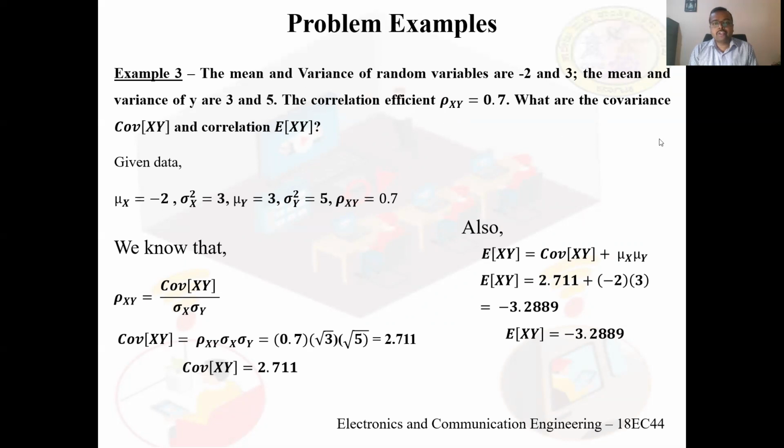Now, what is the correlation coefficient here? It is 0.7. Now, what do we need to calculate? Covariance, and also we need to calculate the correlation, right? Use the formulas, substitute the values for the means and the correlation coefficient. You get the covariance as 2.711. Similarly, how do you calculate the correlation? Similar to the previous example, substitute the covariance value we calculated here, and the mean of x and mean of y given in this problem statement. Simplify the expression, and you get -3.2889.